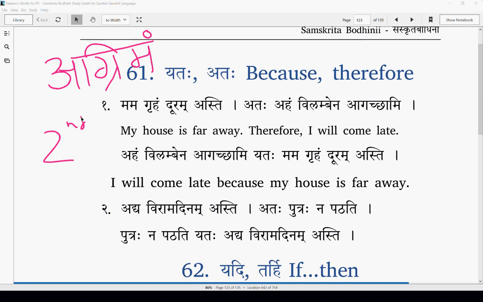Or if you want to say level, so here we say step, like a sopanam. Dvitiya sopanam patitum ichhami.